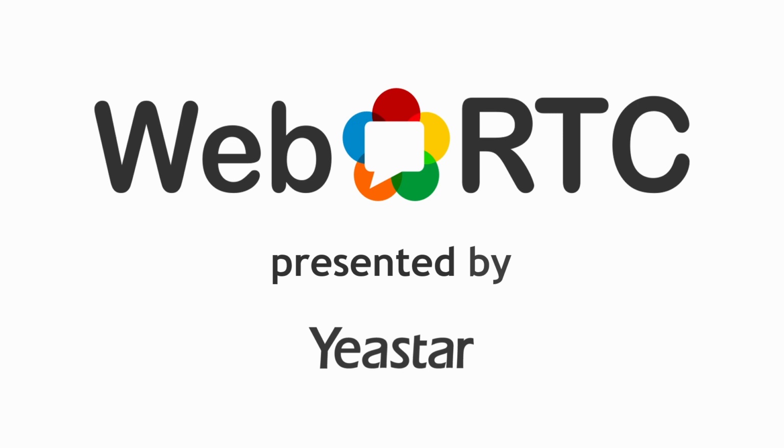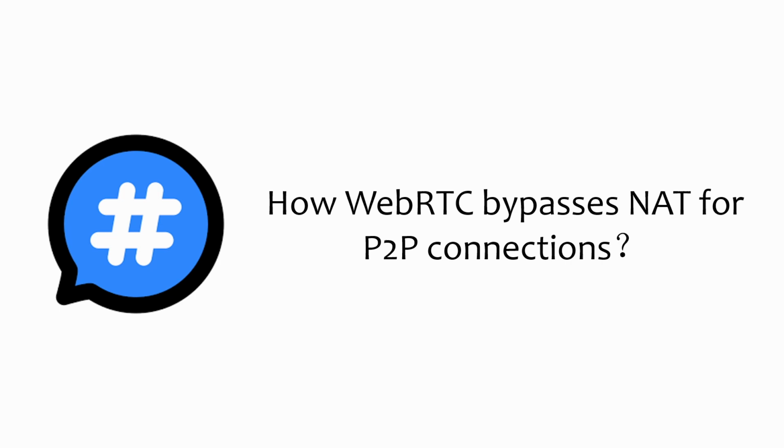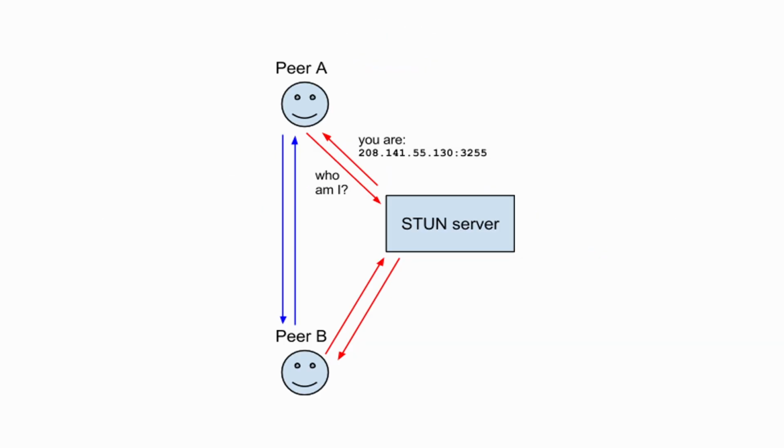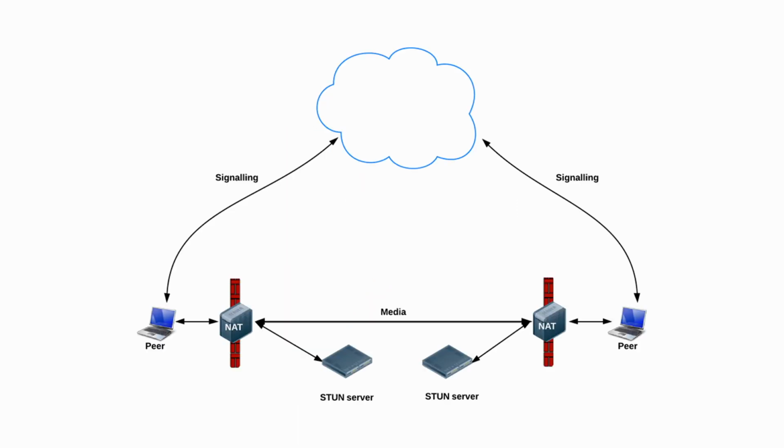In the last video, we understood why peer-to-peer connection is so difficult. Today's video will focus on how WebRTC bypasses NAT for peer-to-peer connections. WebRTC mainly uses a framework called ICE to carry out hole punching, which integrates STUN server and TURN server at the same time. So STUN allows clients to discover their public IP and the type of NAT they are behind. This information is used to establish the media connection.